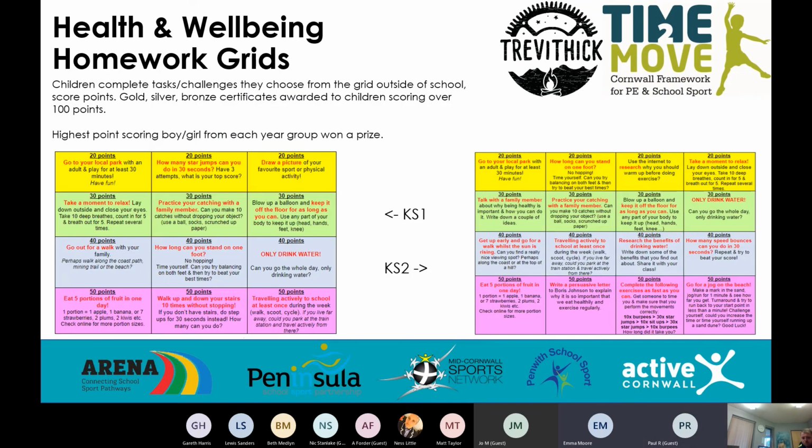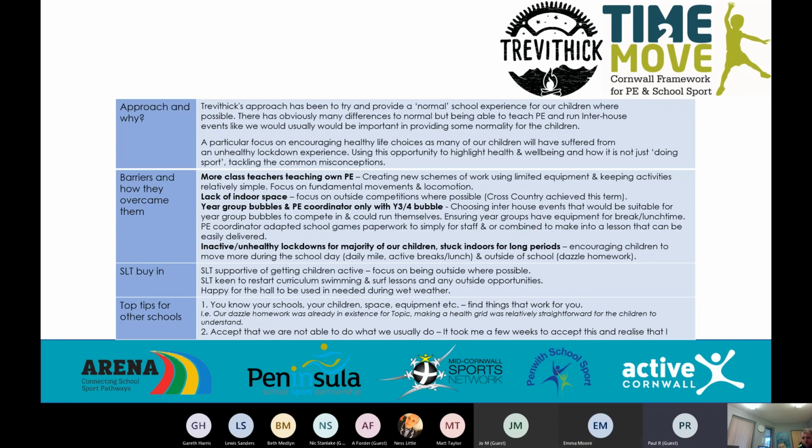In terms of top tips, the last one, it's quite hard to give other people tips, isn't it? Because our schools are very different in many ways. So my top tip was, with you knowing your school, your children, your space, what equipment you have, to find things that work for you. In a minute I'm going to mention the dazzling homework that we've started, and that concept was already in existence for our topic lessons. So for the children, it's been really easy to understand, because it's set up in almost exactly the same way. It looks very similar, but it's just now one on health.